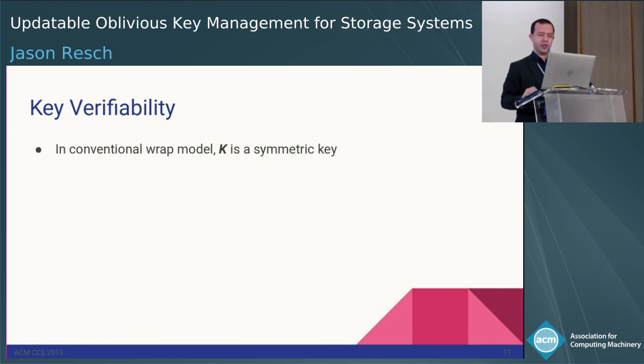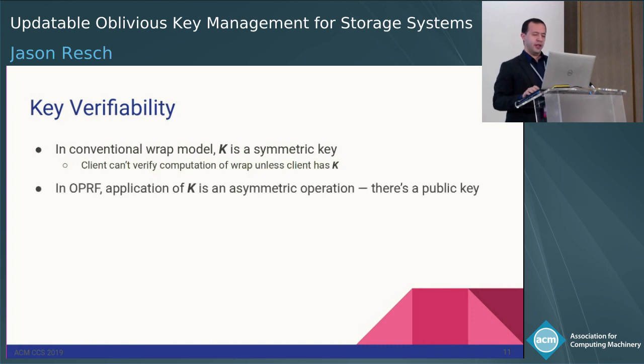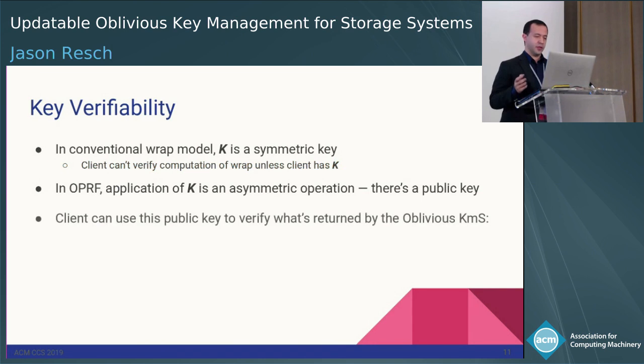So in the original KMS, the master key is a symmetric key performing a symmetric encryption. Therefore, a client who doesn't know the key K can't verify the wrap. However, in the OPRF, the application of K is an asymmetric operation. Since K is behaving like a private key, that means there is some corresponding public key. Knowledge of this public key is sufficient for clients to efficiently verify both the proper computation and the absence of corruption for the value returned by the KMS.